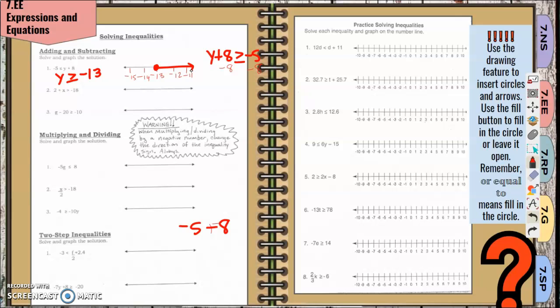Number 2, my variable is already on the left, so I'm just going to subtract 2 from both sides. When I subtract, I have to use additive inverse to do keep, change, opposite. Now my signs are the same, so I'm going to add, and that gives me x is greater than -20.